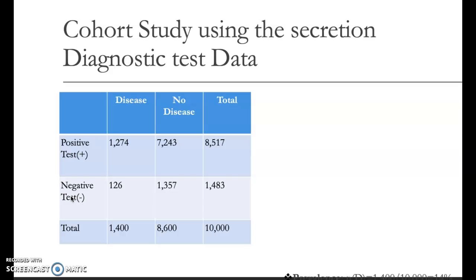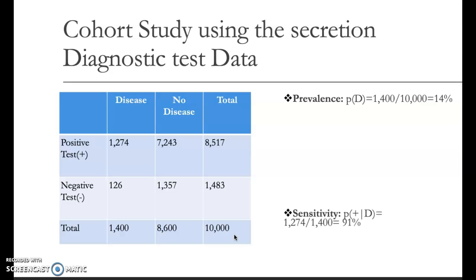All right, so the first calculation that was done in this study was the prevalence, in which the total of individuals who have the disease, whether their results came back positive or negative, was 1,400. And this total was divided by the total population, which was 10,000, and this concluded into 14%. So we have a prevalence of 14%, right?